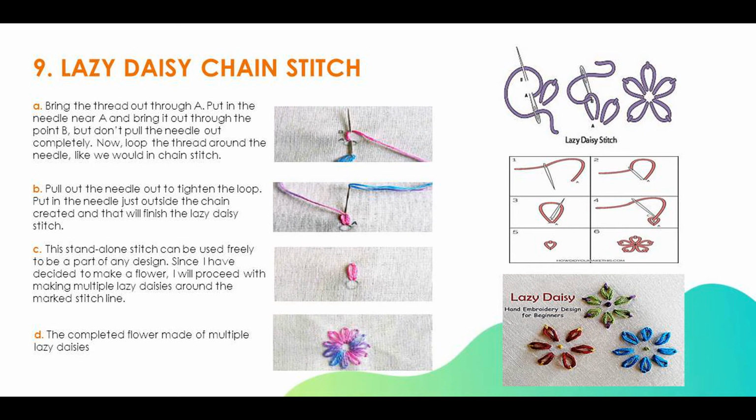B. Pull the needle out to tighten the loop. Put in the needle just outside the chain created and that will finish the lazy daisy stitch. C. This standalone stitch can be used freely to be a part of any design. Since I have decided to make a flower, I will proceed with making multiple lazy daisies around the marked stitch line. D. The completed flower made of multiple lazy daisies.